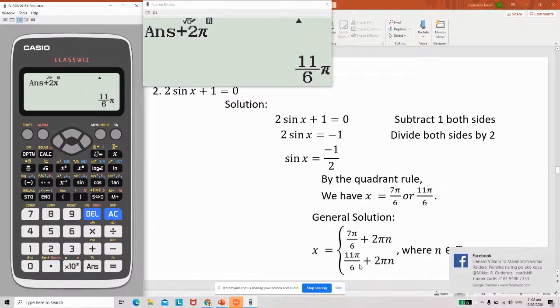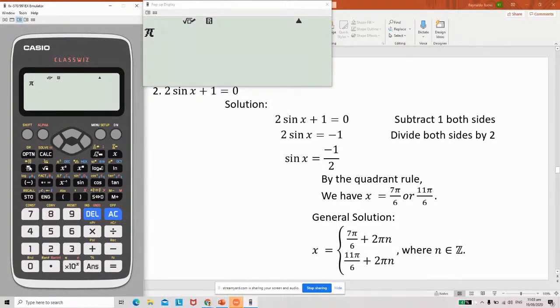Ano yung reference angle niya? Pi over 6. Paano makukuha yung nasa third quadrant? Di pi over 6 plus pi. So, shift pi over 6 plus pi equals 7 pi over 6. So, you have this, 7 pi over 6.